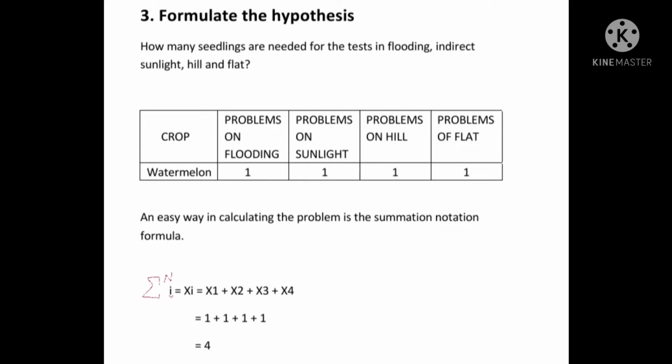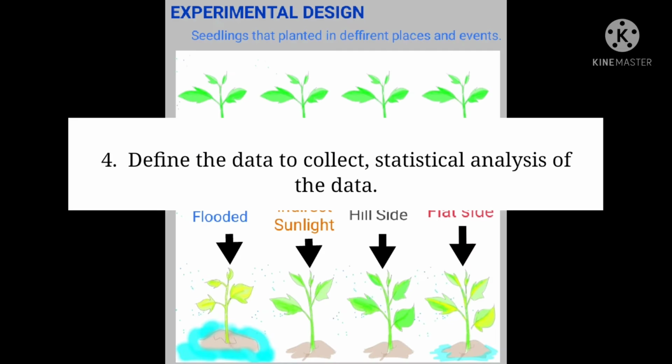Now, this is my table for the summation notation formula. There are 4 seedlings that I have planted in different places. One for flooding, one for indirect sunlight, one for the hill, and one for the flat. And below is my formula, where the total is 4. Okay, next. Number 4. Define the data to collect for statistical analysis.